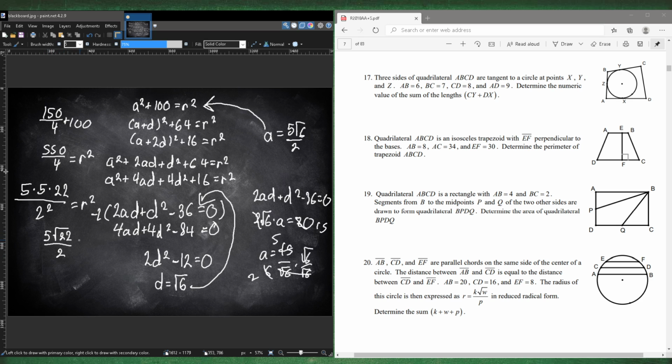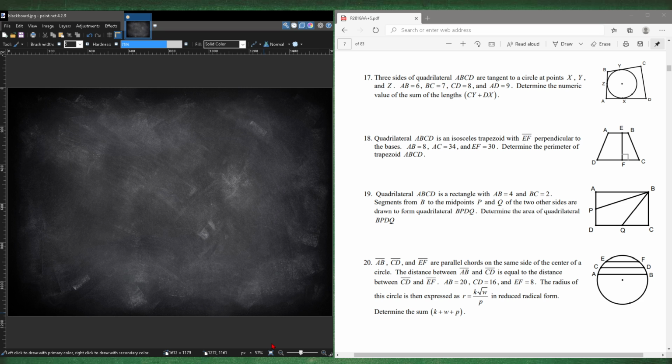Now adding the coefficients, because this is equal to our radius, that's 5 and then 22, and 2, that makes 29. And that's our answer for number 20. So basically you just need to recognize where the right triangles are.